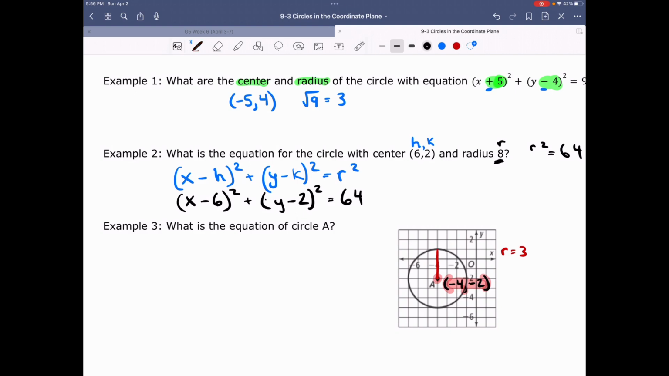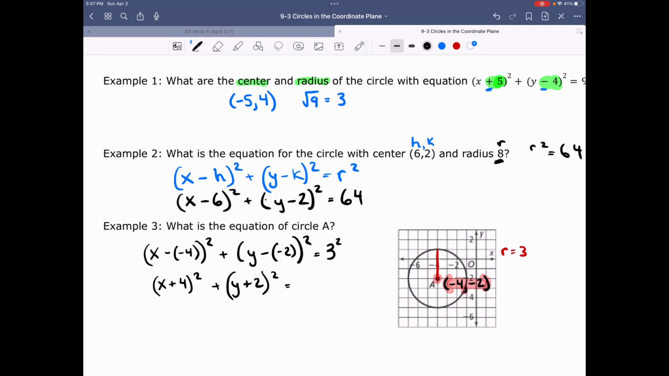And then we need to write the equation. So it's going to be (x minus -4) squared plus (y minus -2) squared is equal to r squared. And let's simplify this because a minus becomes plus. So (x plus 4) squared plus (y plus 2) squared equals 3 squared, which is 9. When you're ready, turn the page.